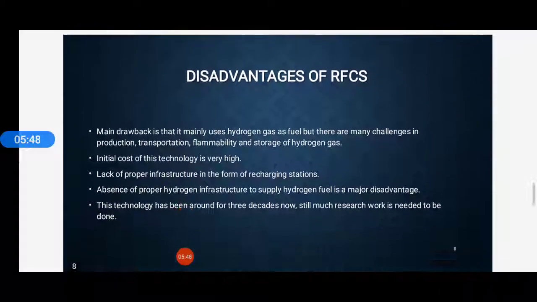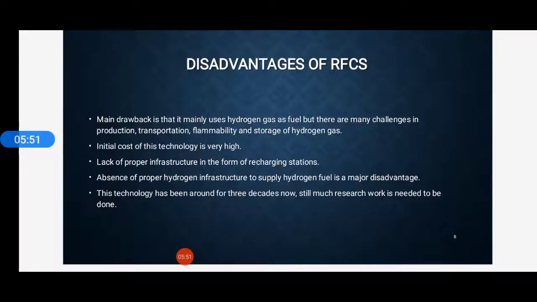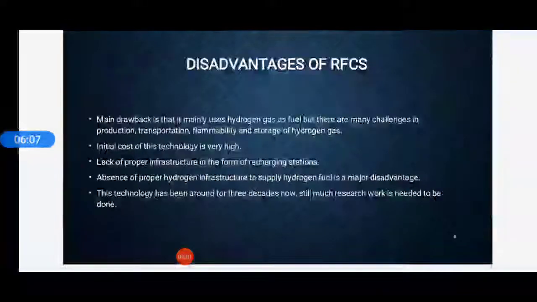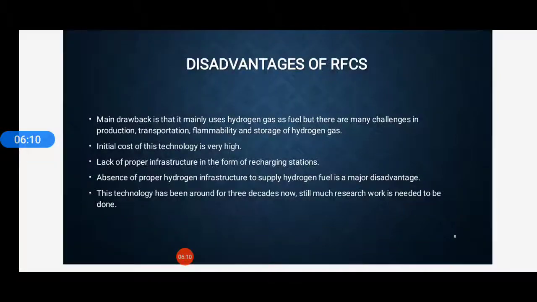Now come to some disadvantage of RFCs. The main drawback is that it mainly uses hydrogen gas as fuel, but there are many challenges in production, transportation, flammability and storage of hydrogen gases. Initial cost of this technology is also very high. The lack of proper infrastructure in form of recharging stations. Recharging stations means the hydrogen is being filled in the RFCs. The absence of proper hydrogen infrastructure to supply hydrogen fuel is a major disadvantage, because the density of hydrogen is very low, and also it is highly flammable.